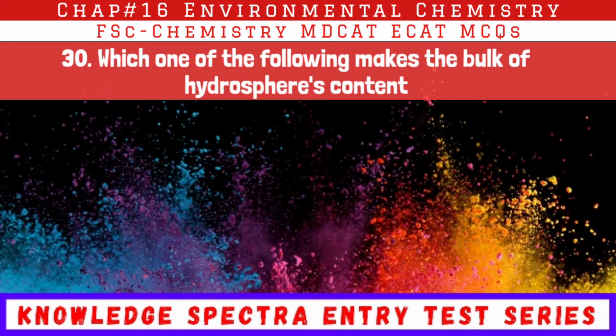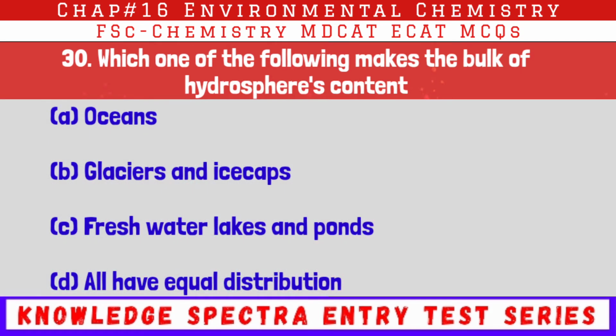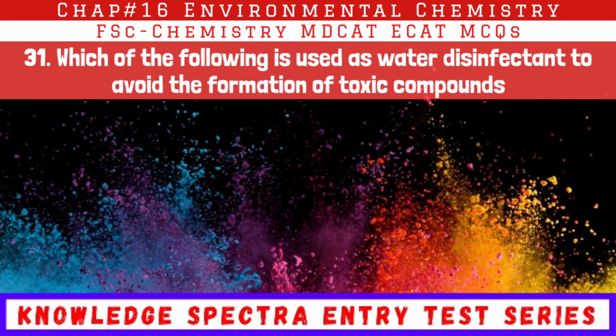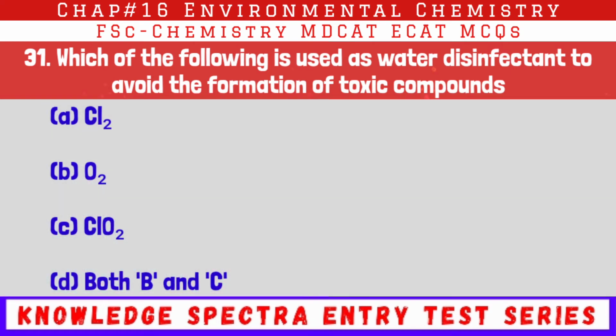30. Which one of the following makes the bulk of hydrosphere's content? A. Oceans. B. Glaciers and ice caps. C. Freshwater lakes and ponds. D. All have equal distribution. Correct answer is A. Oceans. 31. Which of the following is used as water disinfectant to avoid the formation of toxic compounds? A. Cl2. B. O2. C. ClO2. D. Both B and C. Correct answer is D. Both B and C.